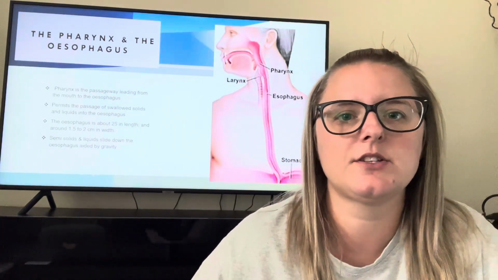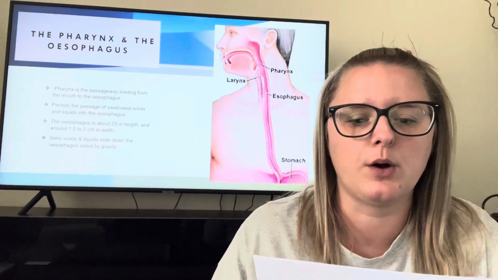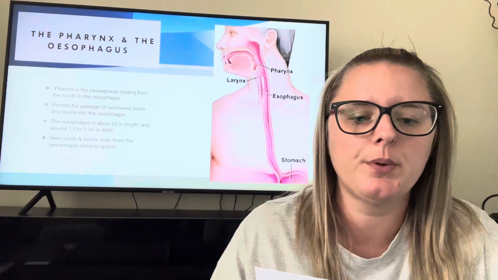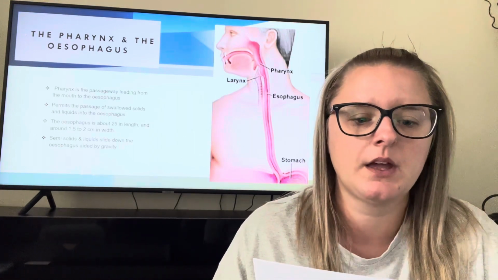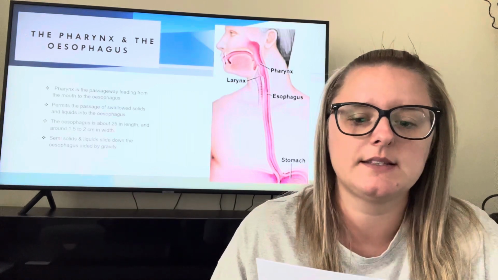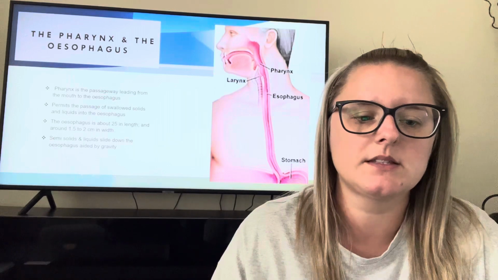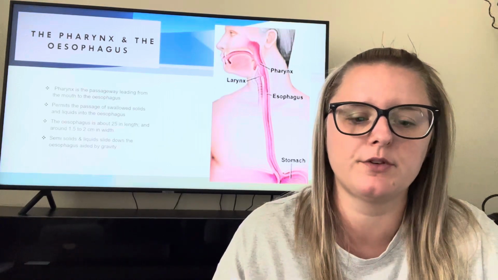The pharynx and the esophagus. The pharynx or throat is a passageway from the mouth to the esophagus and larynx. The throat permits the passage of the swallowed solids and liquids to the esophagus. The first stage of swallowing consists of the passing of the bolus into the throat. As the bolus is forced into the throat, the muscles contract, moving the bolus further down the esophagus and towards the stomach.